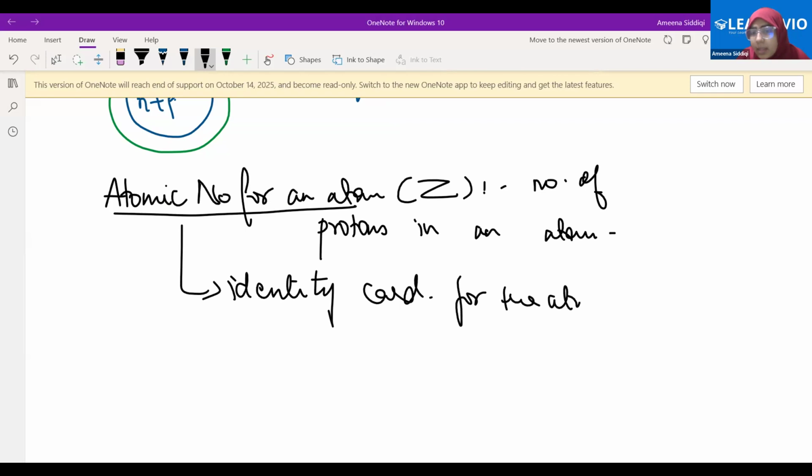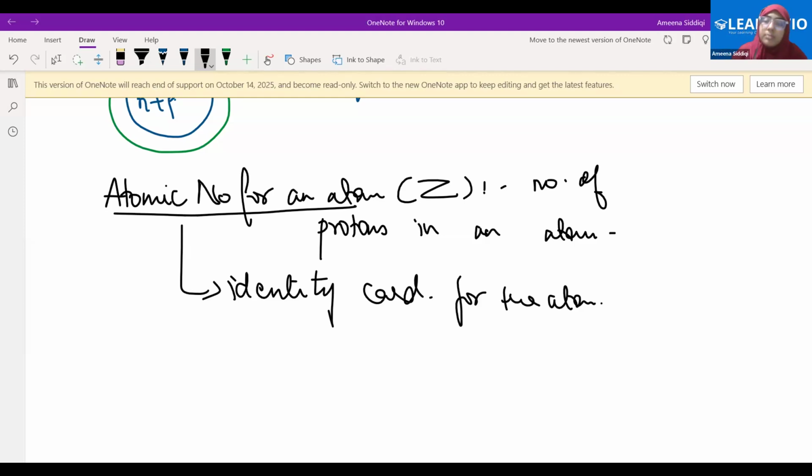And why am I saying this? Listen very carefully. Let's suppose Bethel and Nokia are two atoms. If both of them have the same atomic number, that means they are the same type of atoms. But if they have different atomic numbers, that means they are different atoms. Therefore, it is the atomic number which decides whether the atom is the same or not. Is that fine to everyone?